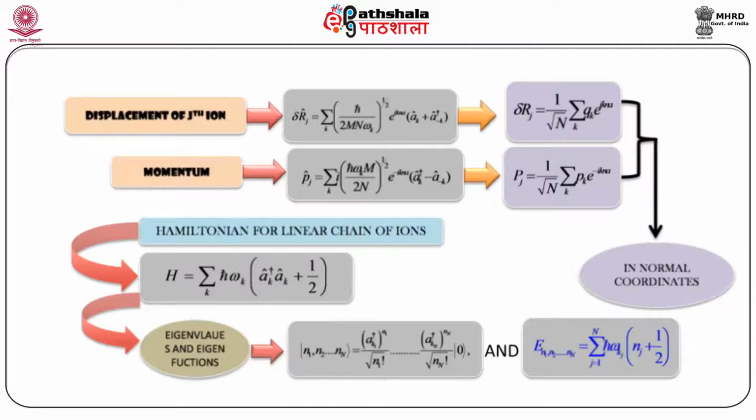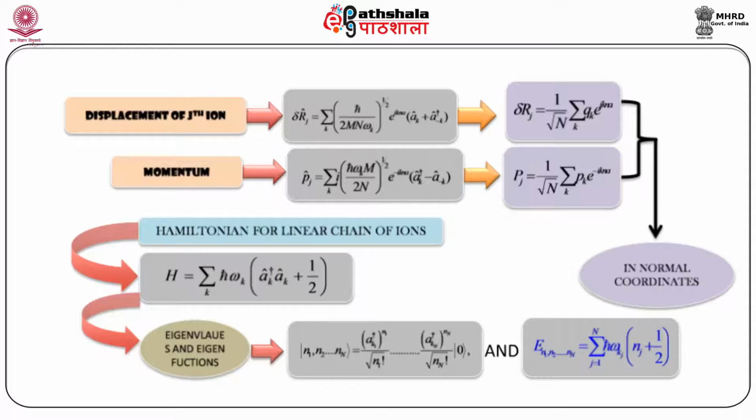In a similar way, the momentum of the jth ion is written in this way, which is proportional to ak dagger minus a minus k, which is basically proportional to the momentum that we had defined earlier, that is pk. So you see, the position of these ions has a correspondence in the k space. This is very clearly visible.